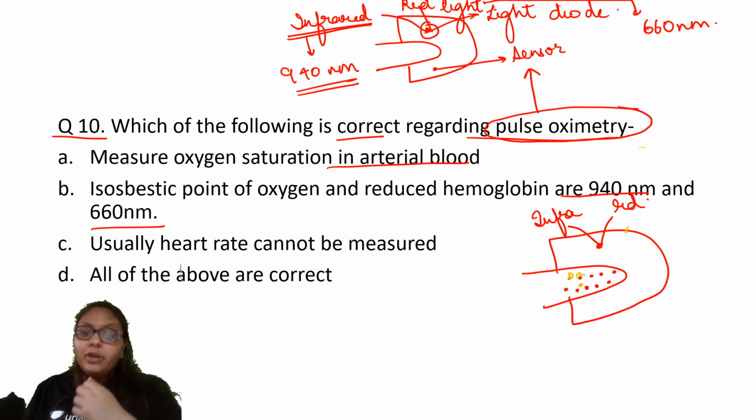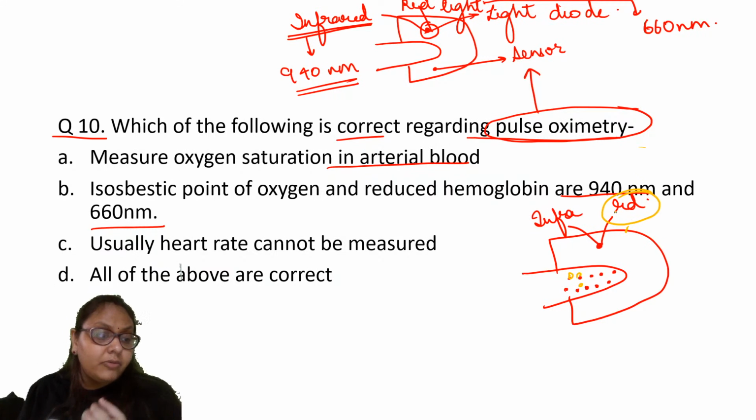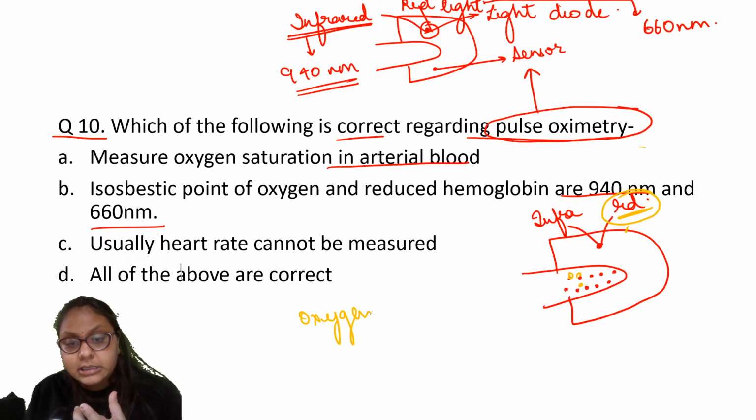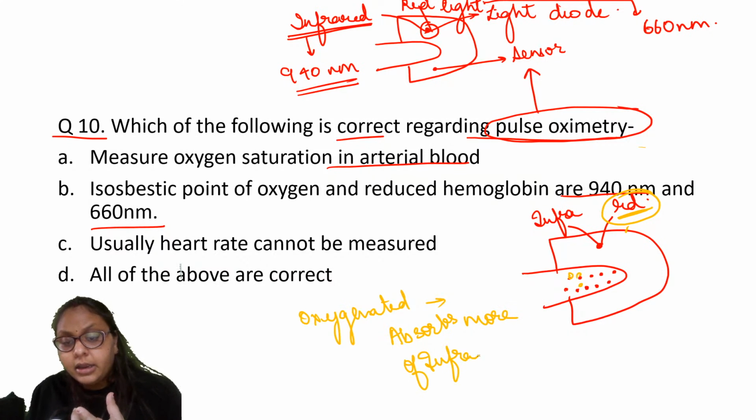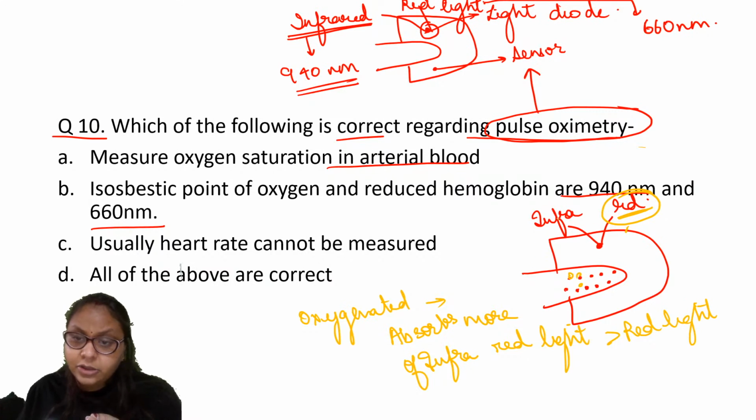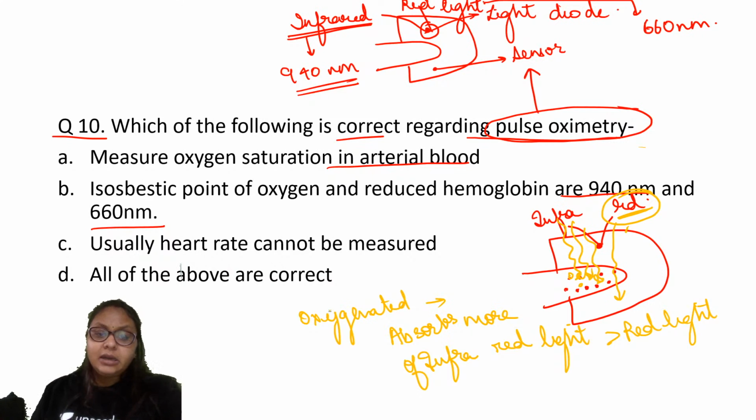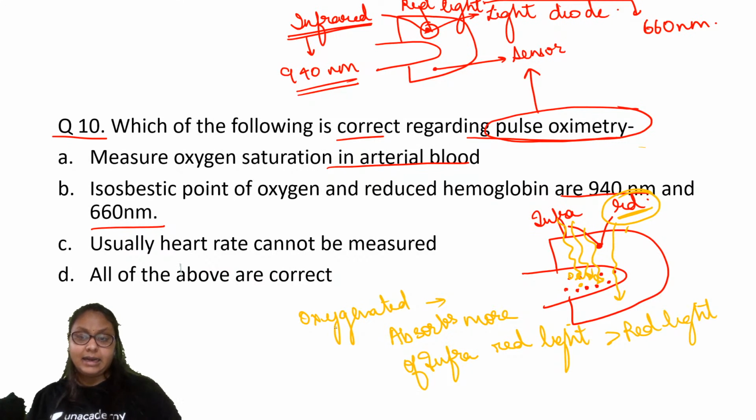Now what will happen, जो ऑक्सीजनेटेड हीमोग्लोबिन है वो कौन से कलर का दिखता है, that is red in color. So the oxygenated hemoglobin absorbs more of infrared light than red light. ठीक है, तो ऑक्सीजनेटेड ब्लड में इंफ्रारेड बहुत ज्यादा एब्जॉर्ब हो जाएगी और रेड लाइट कम एब्जॉर्ब होगी. Just remember, oxygenated blood absorbs more of infrared than the red light, and then we get the saturation.